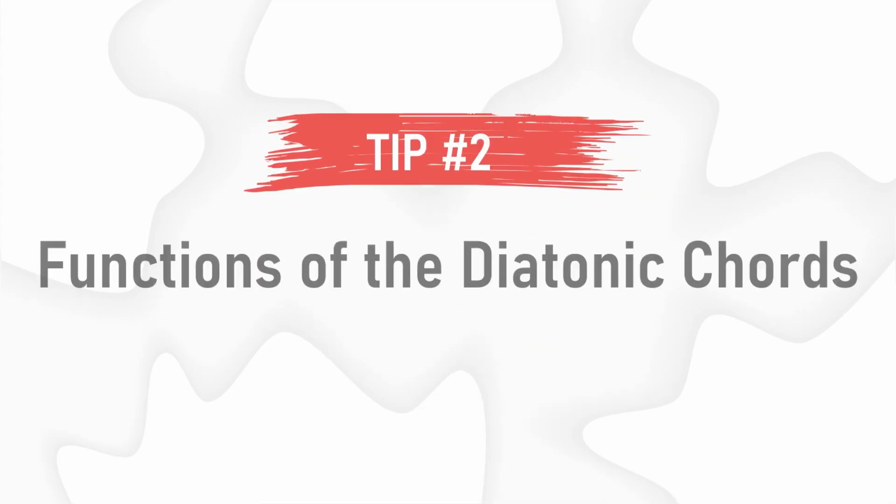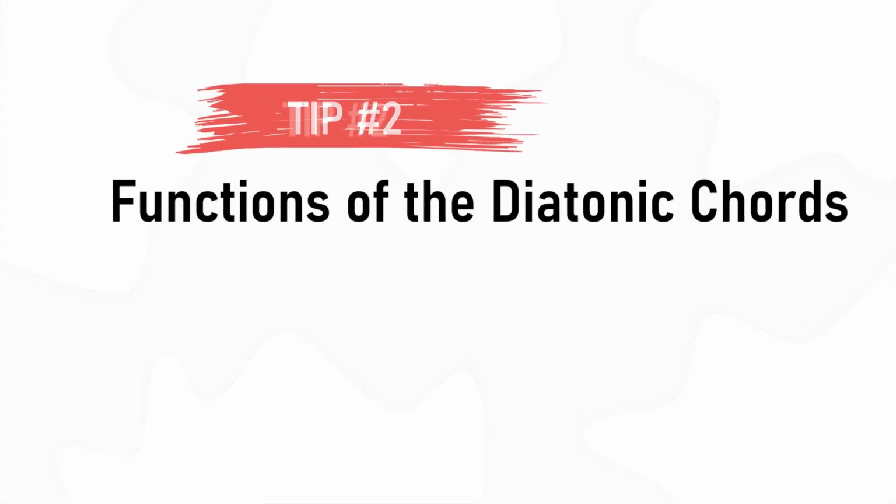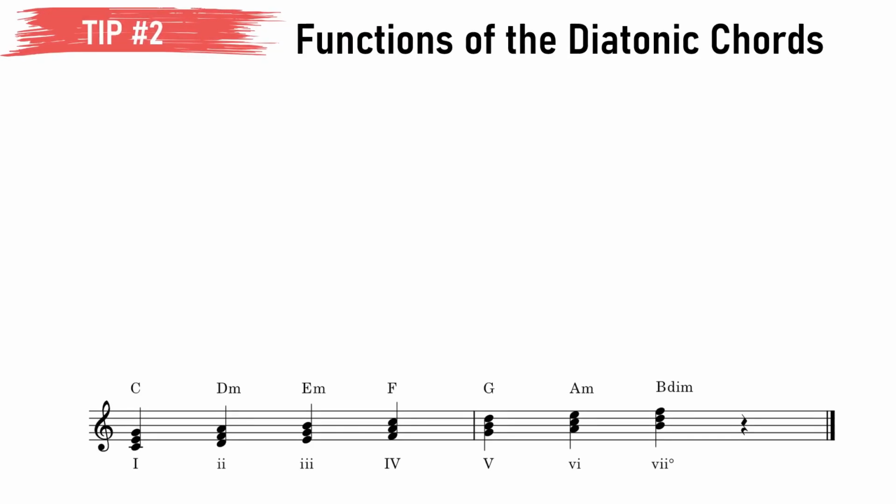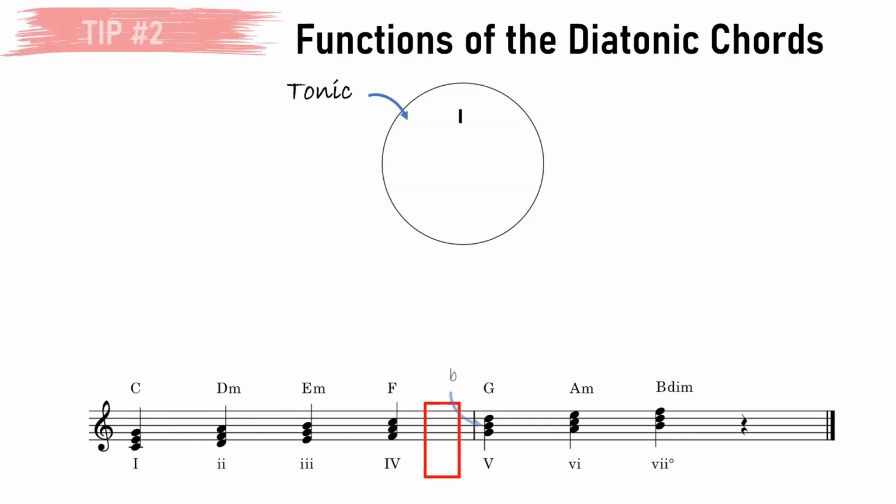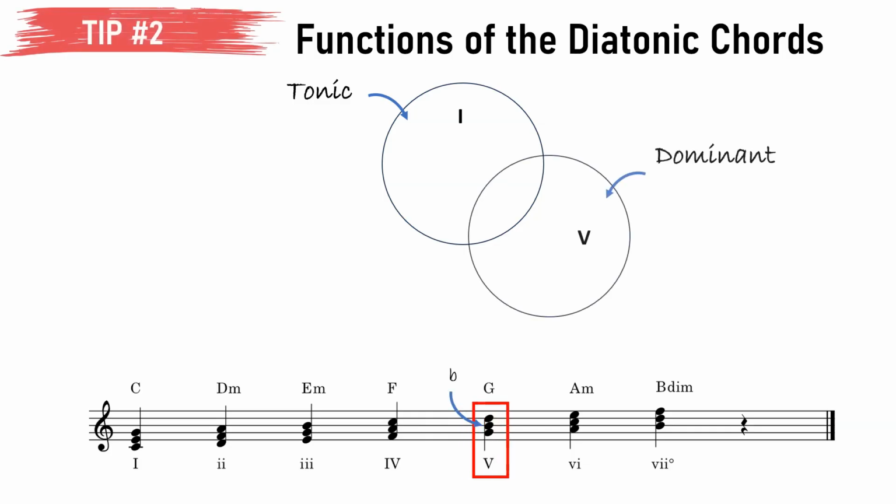Now, which are the functions of the chords built on a scale? The first chord, C major in our example, is the most stable chord. The first has a tonic function. The 5th chord, G, has a dominant function. This chord has the 7th note, B, that naturally tends to the root note, C. And it has just 1 note in common with the first, which is the G note.